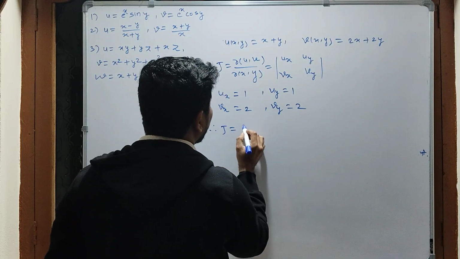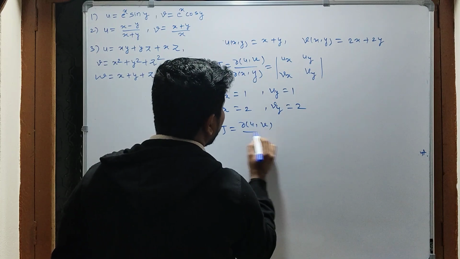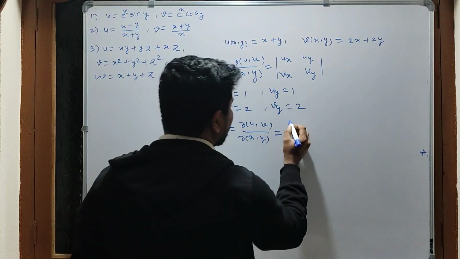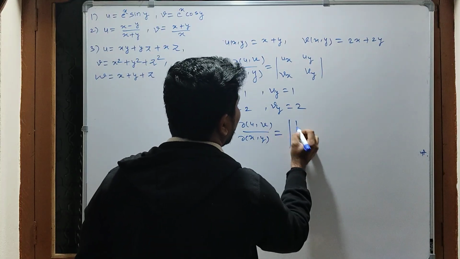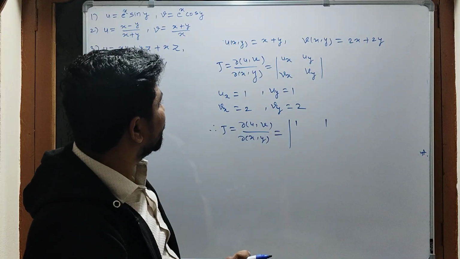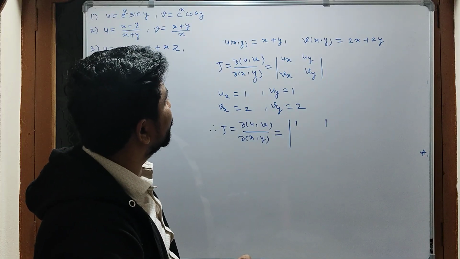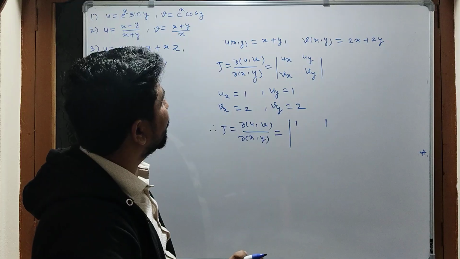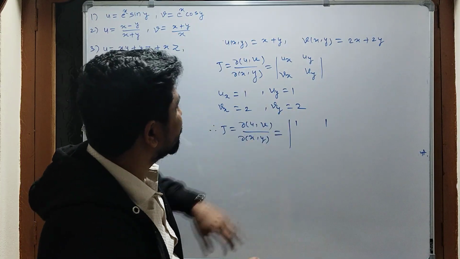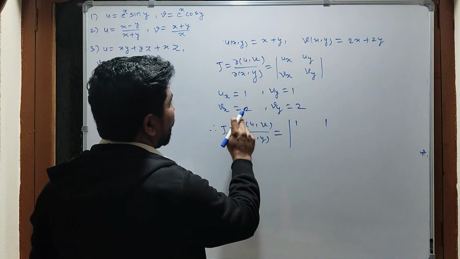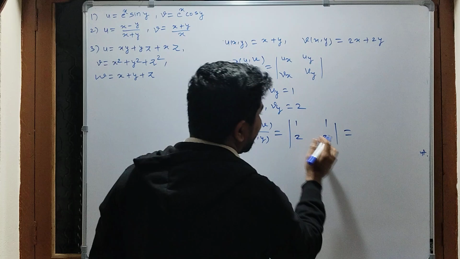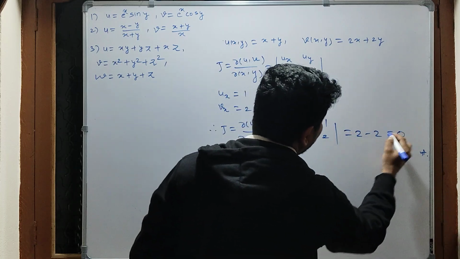Therefore, the Jacobian of u comma v with respect to x comma y is equal to the determinant with ux is 1, uy is 1, vx is 2 and vy is 2. So the determinant is 2 minus 2, which is equal to 0.